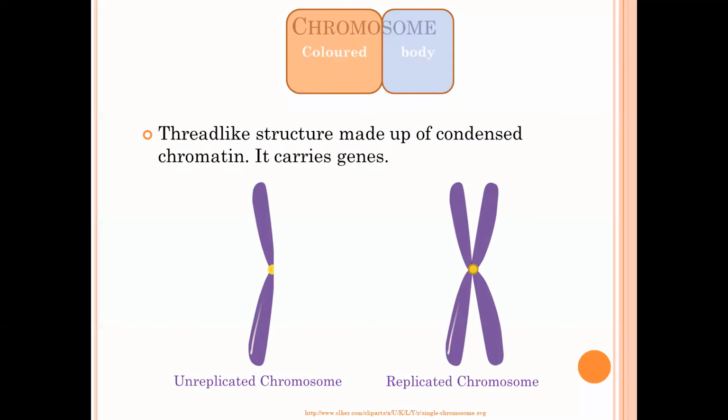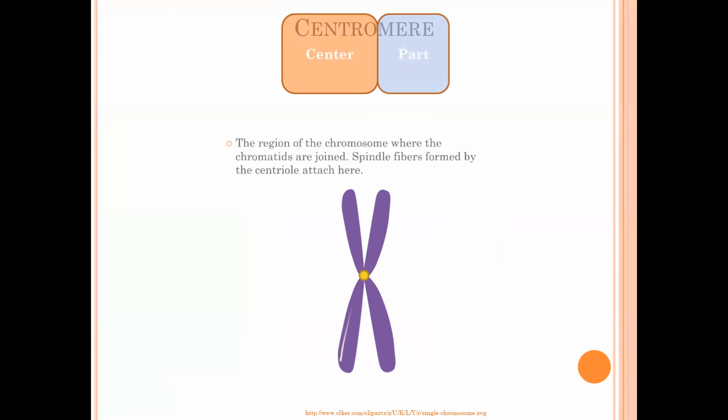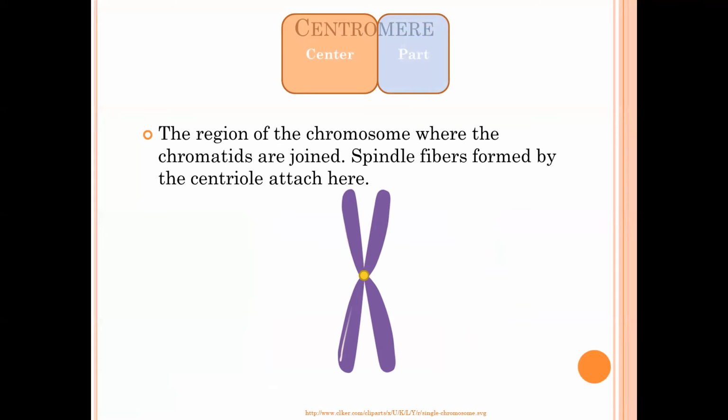They are thread-like structures that are made up of condensed chromatin. Chromatin is made up of DNA as well as protein, and they carry genes. Now, we get them in two forms: as unreplicated chromosomes or as a replicated chromosome, which is made up of two chromatids joined by a centromere. Centromere literally means center part, and it's the center part of the chromosome where the two chromatids are joined. And here is where the spindle fibers will then join during cell division.